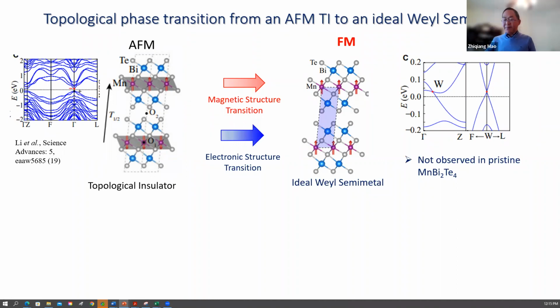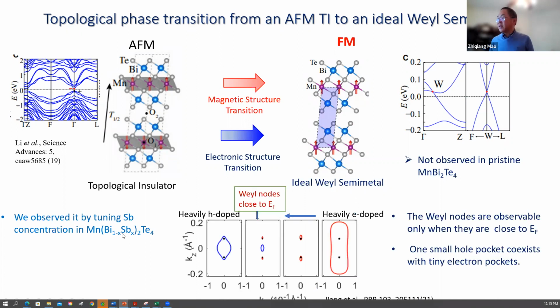However, in pristine MnBi2Te4, there is no evidence observed of that. We observed such a state by tuning the antimony concentration in this MnBi2Te4 alloy. The reason is that in pristine MnBi2Te4, the Weyl node is not close to the Fermi level. It's heavily doped for pristine MnBi2Te4, as shown here. So it's a large electron pocket, and the Weyl node is far below the Fermi level. So in transport measurement, we cannot see it in the ferromagnetic phase.